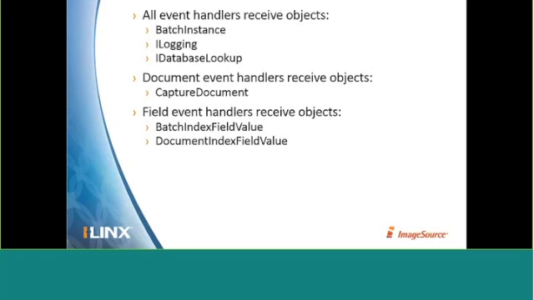Now, document-related events receive a specific document object for the document that triggered the event. This object contains a collection of the document fields and values and other related document info. The field handlers receive either a batch field object or a document field object, depending on the event. These objects reference the specific field that generated the event in the indexing panel, along with all the information about that field.